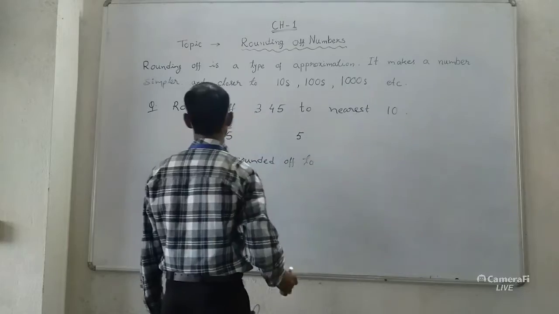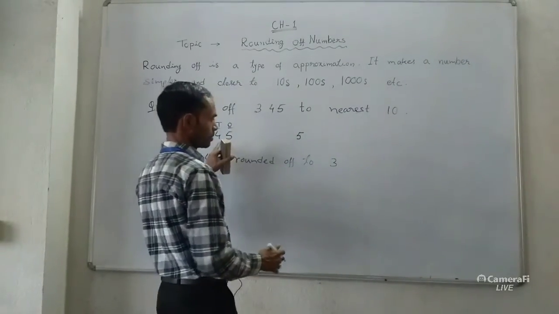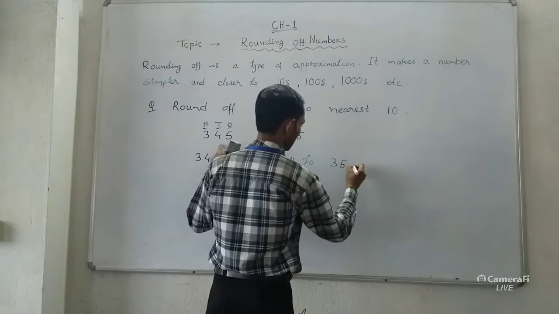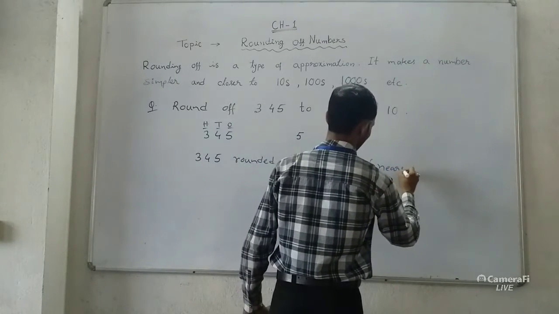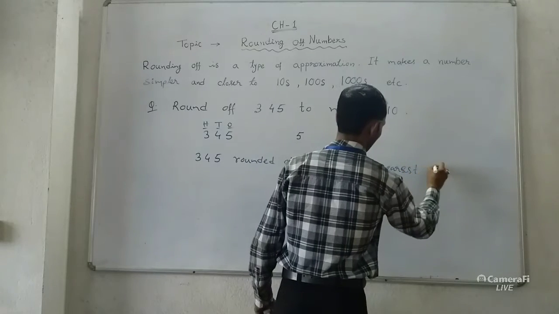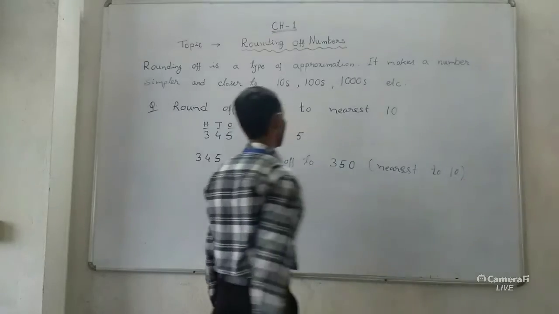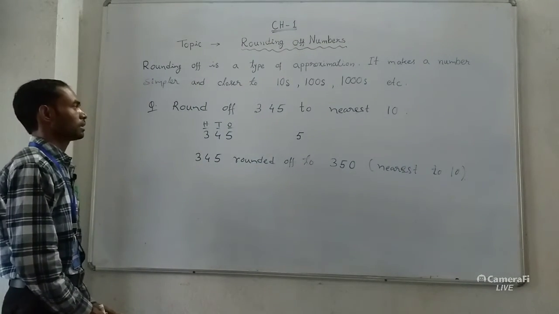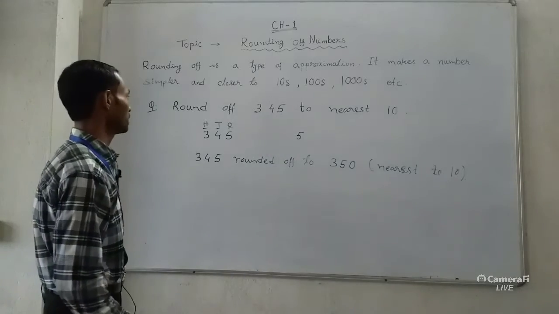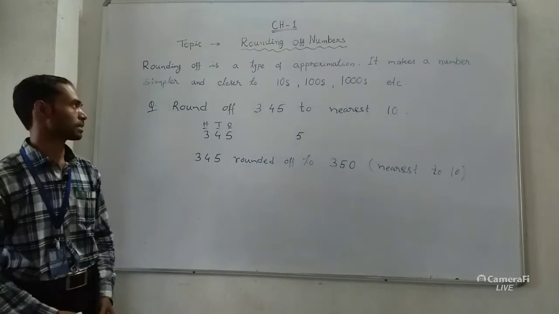to 3, the tens place digit will increase by 1, so it becomes 5, and the ones place becomes 0. It is nearest to 10. In this way you can round off any number to its tens place.